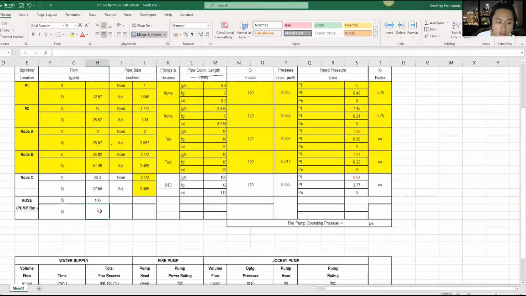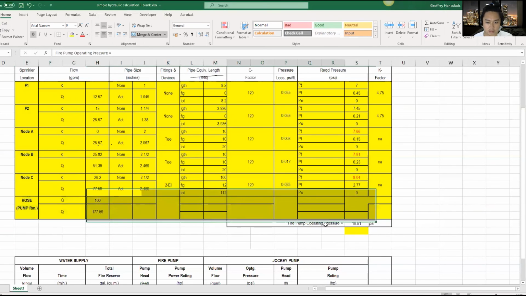So the total Q, all in all, is this plus this. So it's 177. So we don't have to fill this out here. The total pressure can be calculated from this one. Okay, hang on. Let me just put the equal sign. That's 8.04 plus 2.77. So that's 10.81. So here we go. We've actually finished everything, guys. The total flow rate required is 177.59.